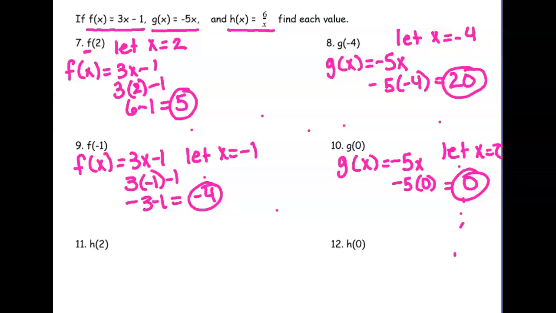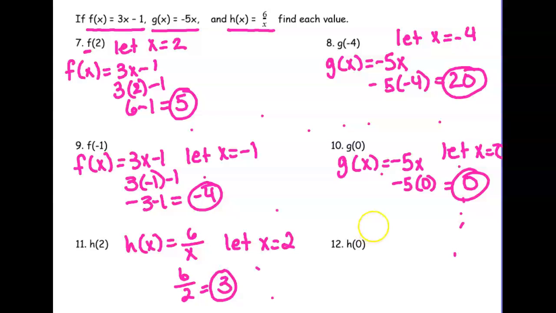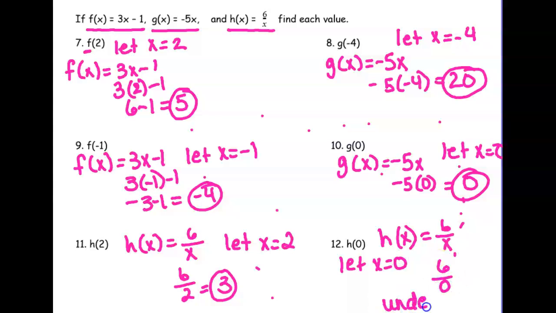Now we've got 2 examples using the h function down here. The h function says h of x is equal to 6 divided by x. In this case, our x is 2 because the input's 2, so 6 divided by 2 is 3. And then the last one, h of 0: we let our x be 0. When we plug it in, we get 6 divided by 0. You're going to get an error on the calculator because we can never divide by 0. So that would be undefined. I hope this video helped.